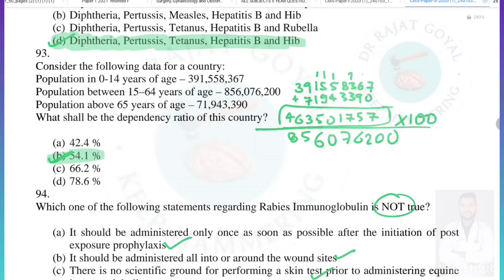Consider the following data for the country. What shall be the dependency ratio? So for dependency ratio, in the numerator it should be 0 to 14 age and above 65, and in the denominator it should be between 15 to 64. So after calculating, answer will be 54.1.